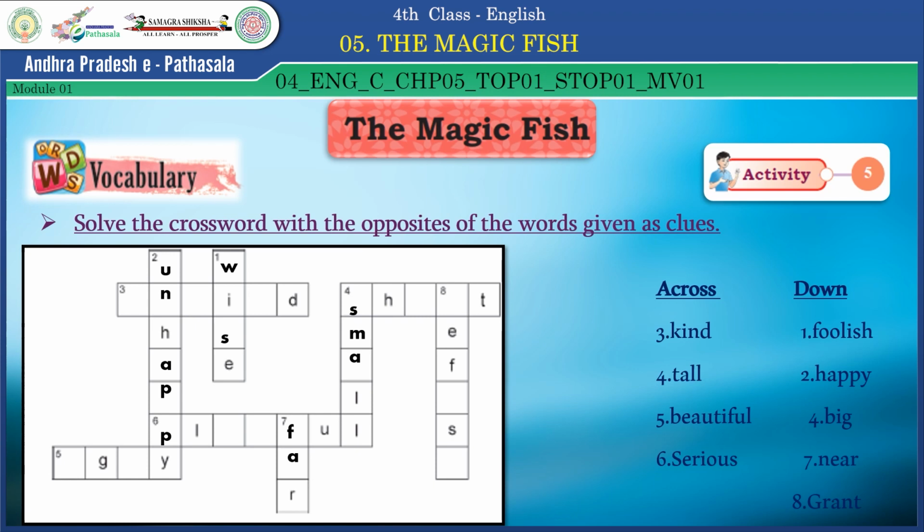Grant. Opposite is refuse. And coming to the across words. Kind. Opposite is unkind. Tall. Opposite is short. Beautiful. Opposite is ugly. And the last one, serious. Opposite is playful. Excellent children, you did it very well. Let's see an activity in vocabulary.